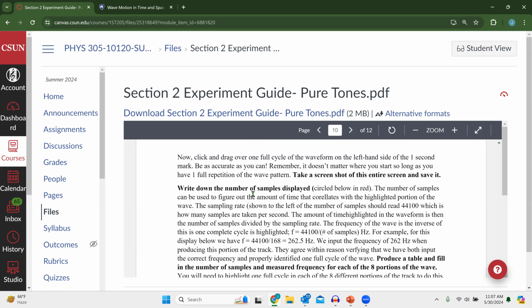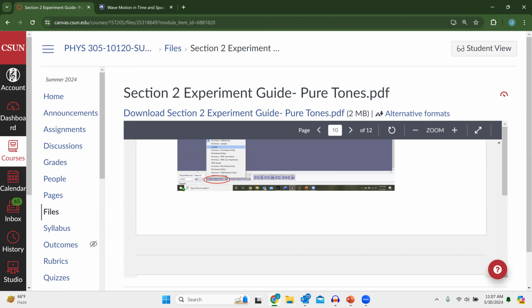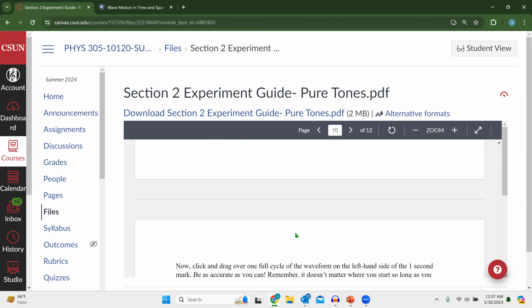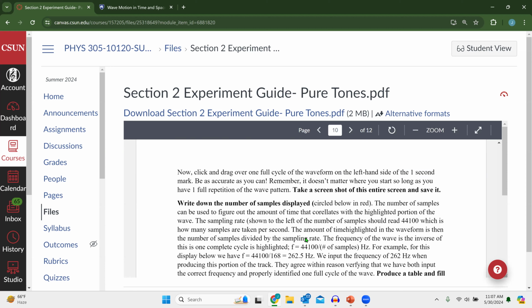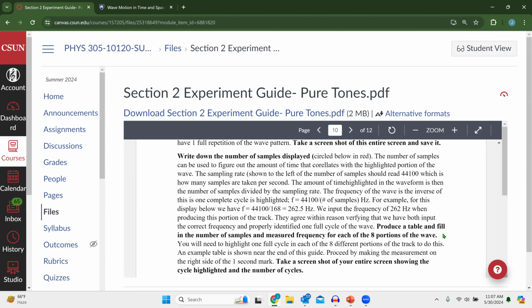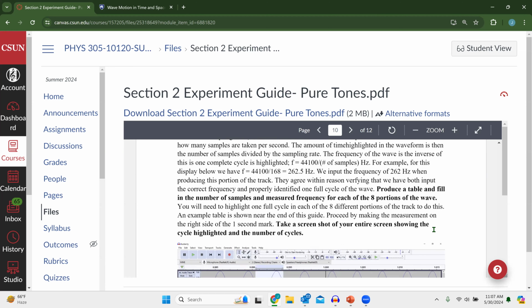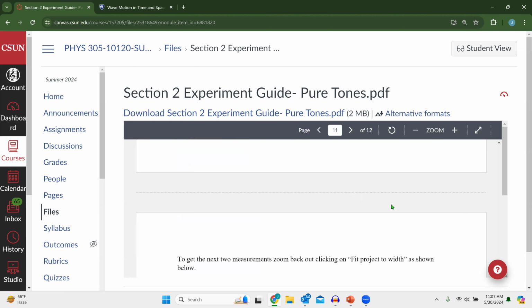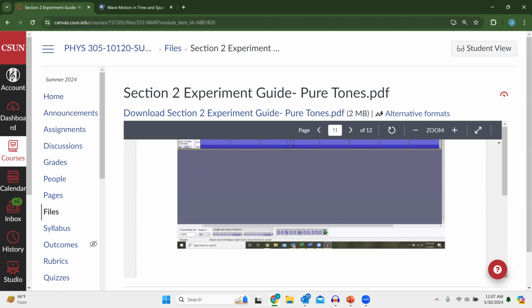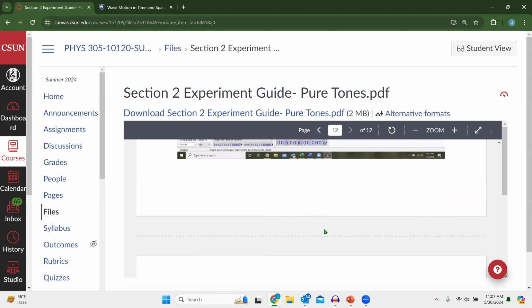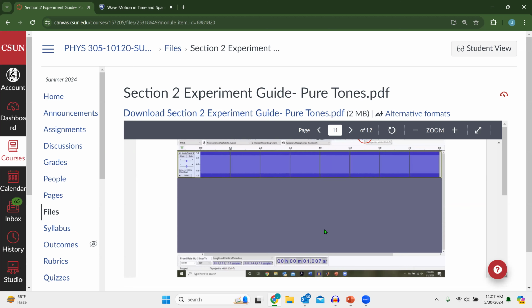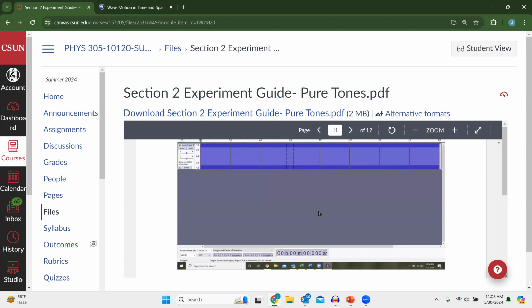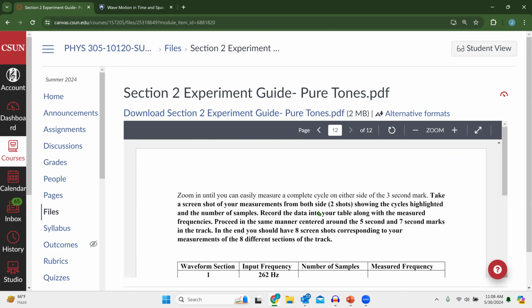Write down the number of samples displayed. Once it's circled in red here, well, you're not going to have to circle it in red. You're going to write it down because there's a table that you have to fill out as well. So produce a table, fill it out. Take a screenshot of your entire screen showing the cycles highlighted and the number of cycles. So this is, again, the screen that you're going to be taking screenshots of. And again, it tells you to continue to do this at different points in time and continue to take screenshots.